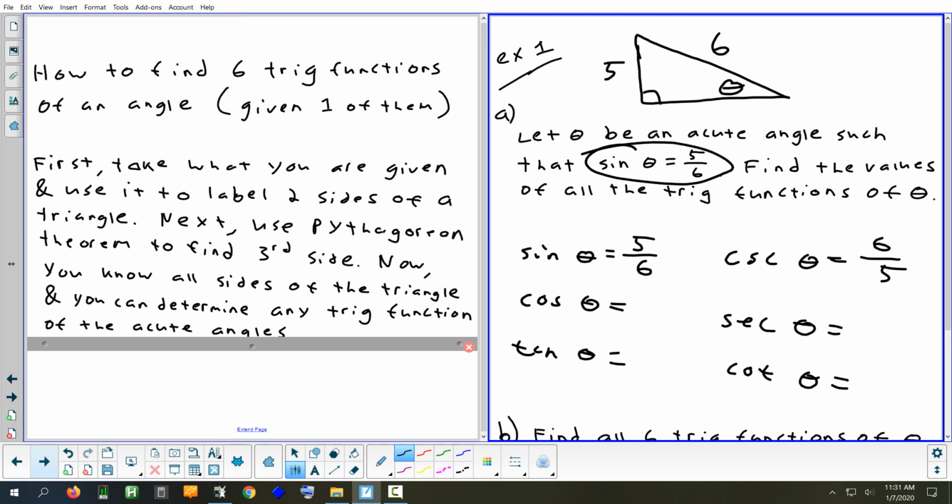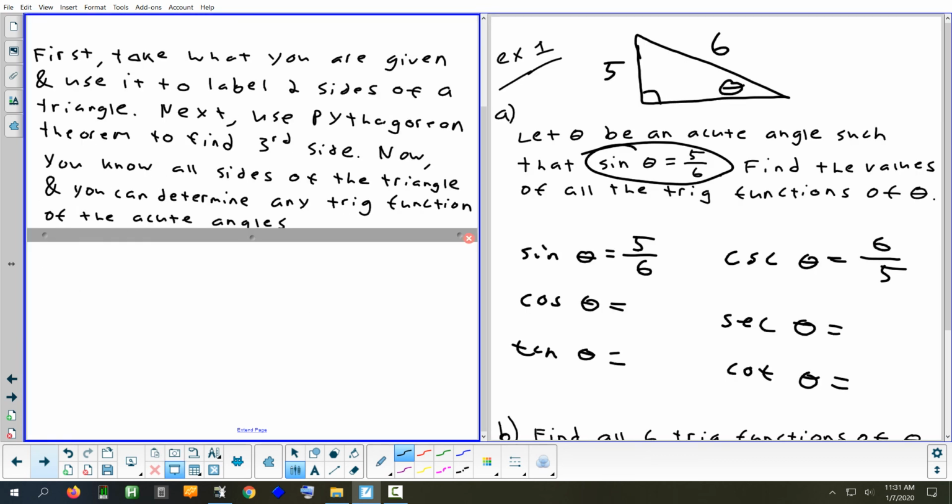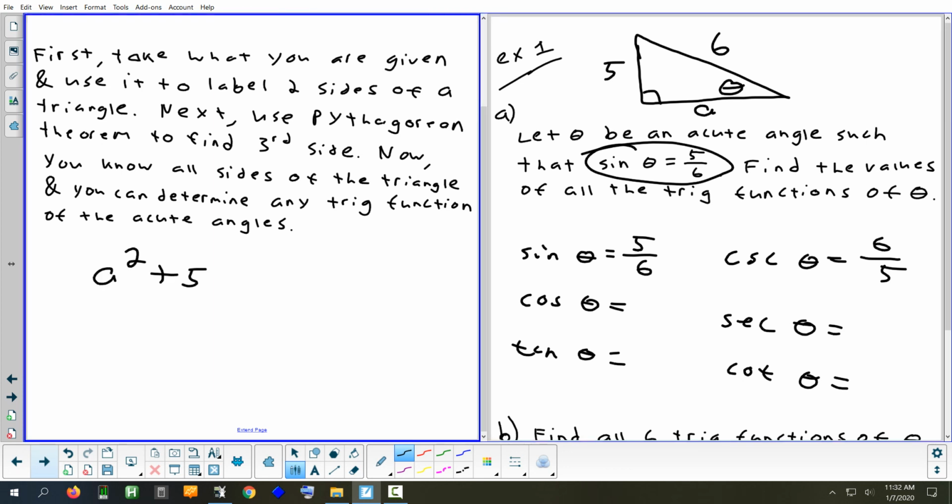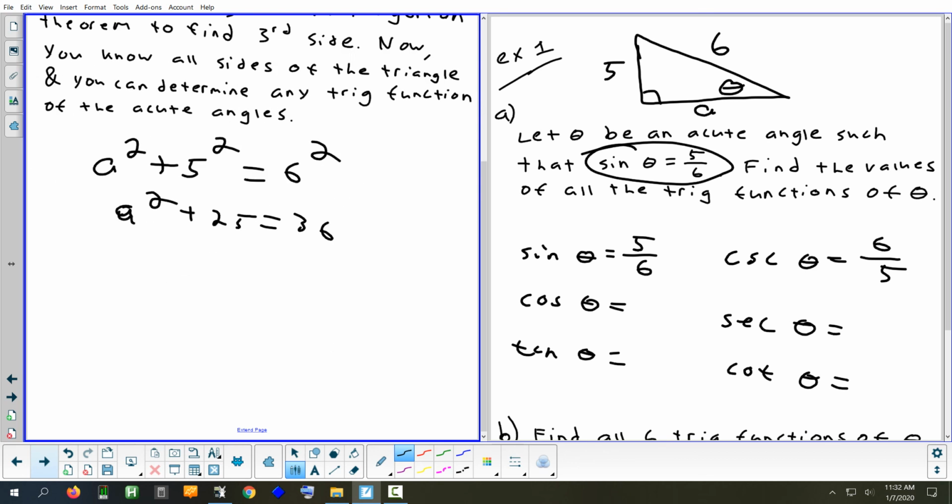All right. So let's find that third side. Somebody tell me how I would set up my Pythagorean theorem to find the third side there. And for now, let's just call the third side A. What would be my equation I would set up? A squared plus 5 squared equals 6 squared. So A squared plus 25 equals 36.